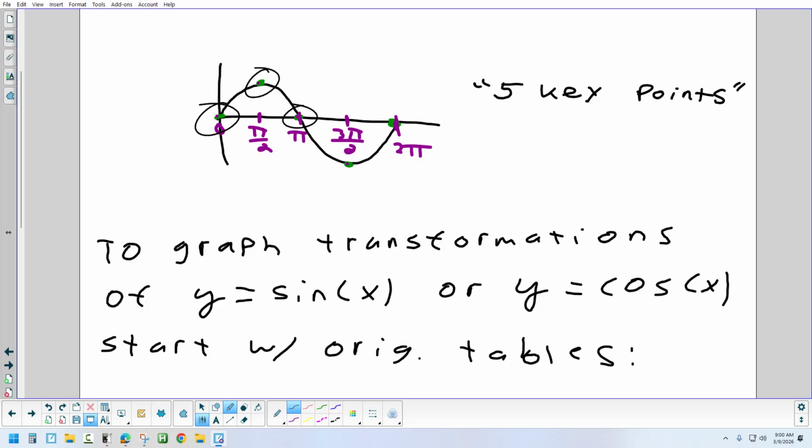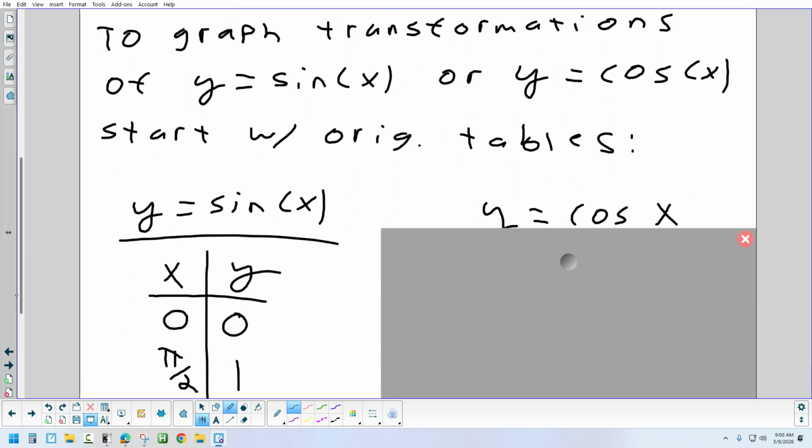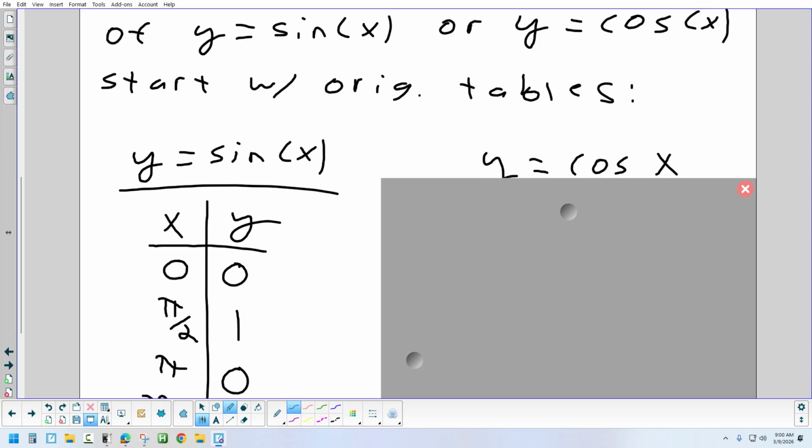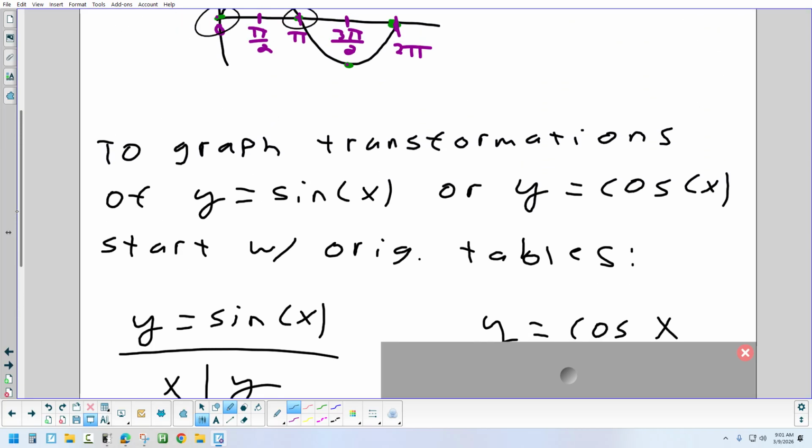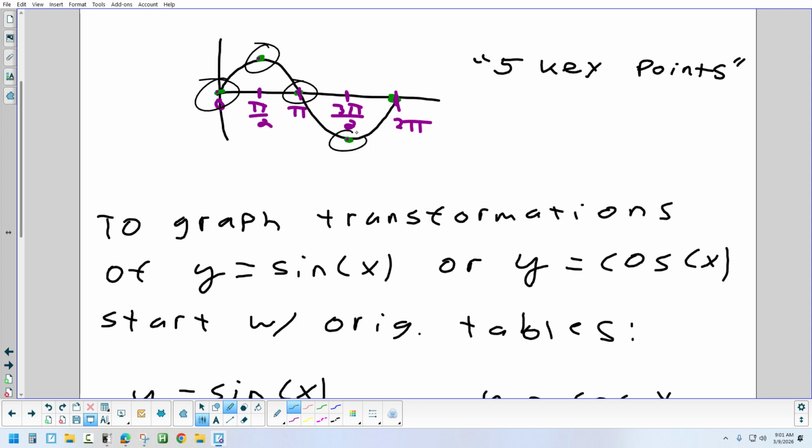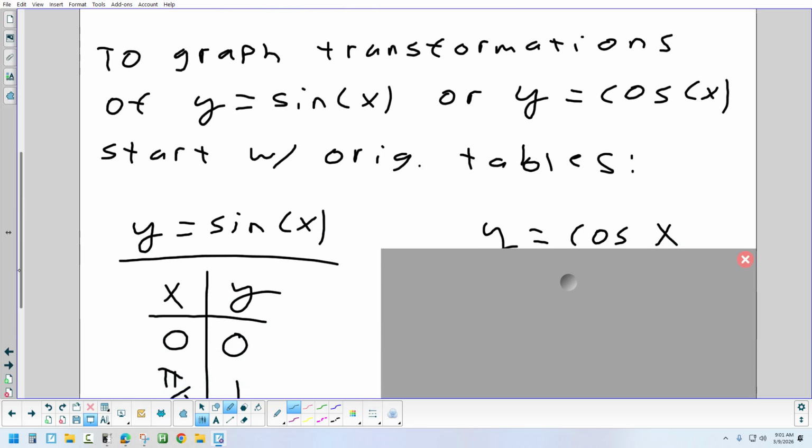What's that third point going to be? Pi, 0. Yep. So that is the halfway point, pi, 0. Okay, the next point, this is 3/4 of the way through the graph. What would be the coordinate of that? 3 pi over 2 is -1. 3 pi over 2, -1.